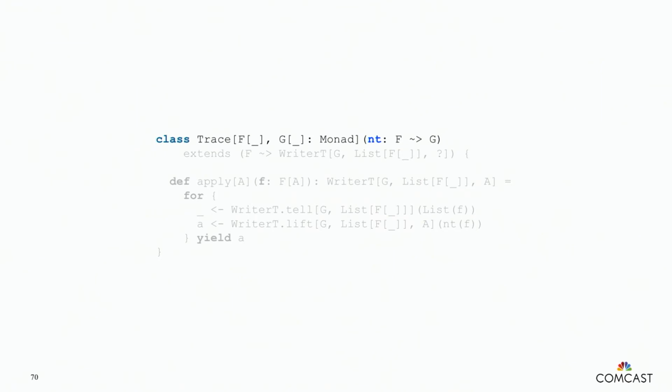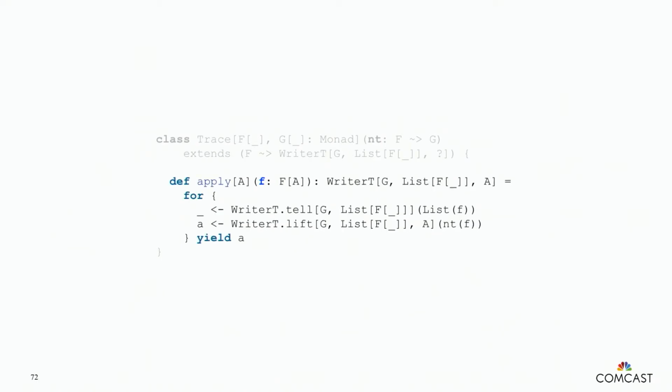And so I take in my squiggly arrow function for f to g. And what I'm going to produce is one of those functions that returns my writer t that stores up all those operations. It's going to capture them all, but it's still going to give me a g out, which is what I want ultimately. So the apply is really simple.